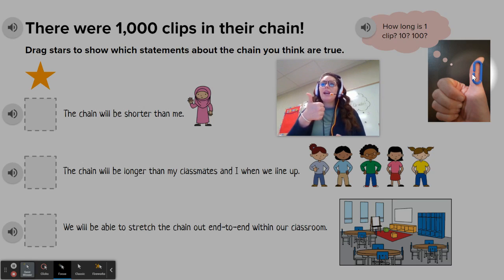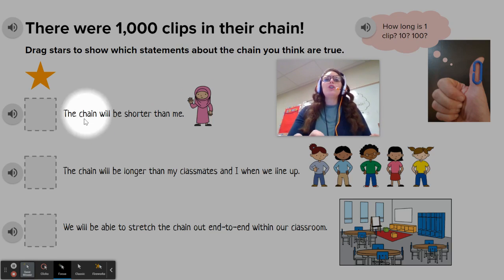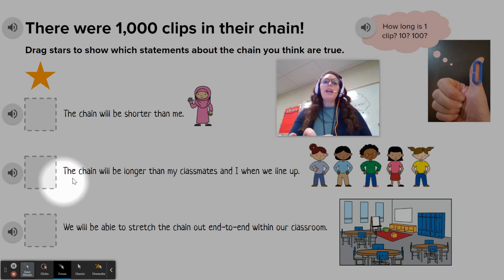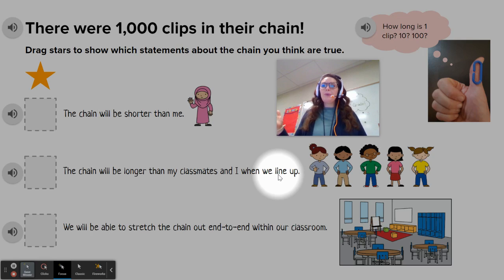You can see in this picture where I'm highlighting that the clip they're using is about the length of my thumb. Okay, so think about if that is the size of a clip. If they have 1,000 clips, will the chain be shorter than me? So shorter than yourself, shorter than a second grader. Will the chain be longer than my classmates and I when we line up? So if we had all 12 of our classmates in line, would our chain of 1,000 be longer than that?